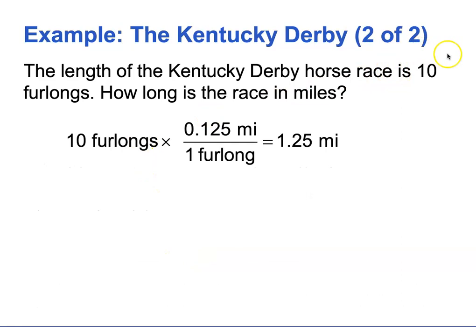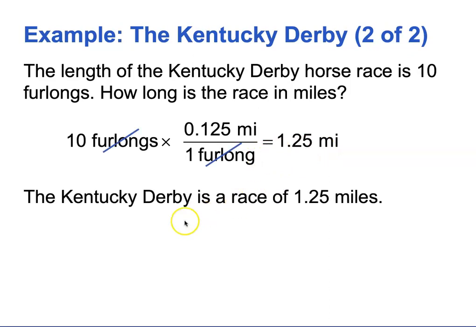So always start with what is given. We've got 10 furlongs times, and since we want to get rid of furlongs, we're going to put that on the bottom. 1 furlong equals 0.125 miles. So you're going to multiply across, and you get 10 furlongs equal 1.25 miles. So it's 1 1/4 mile. The Kentucky Derby is a race of 1 1/4 mile that the horses run.